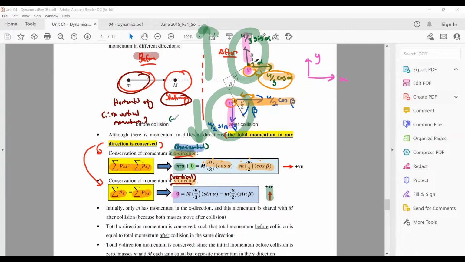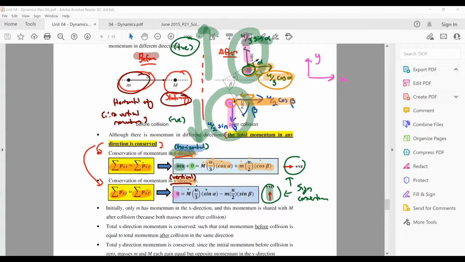This one here would be negative momentum. This one here would be positive momentum. The ones that you see here is actually your sign convention. Okay, so if I talk about the big M alone, the momentum will be big M multiplied with U over 3 sine alpha, and it will be positive.